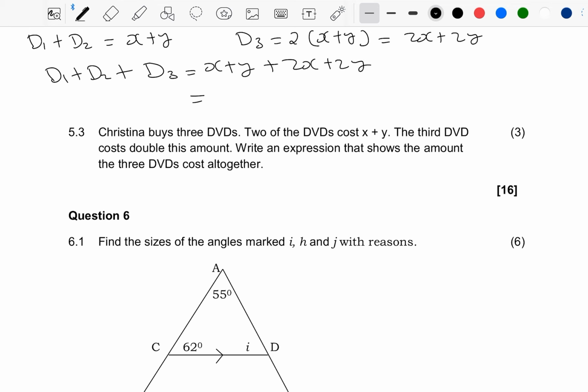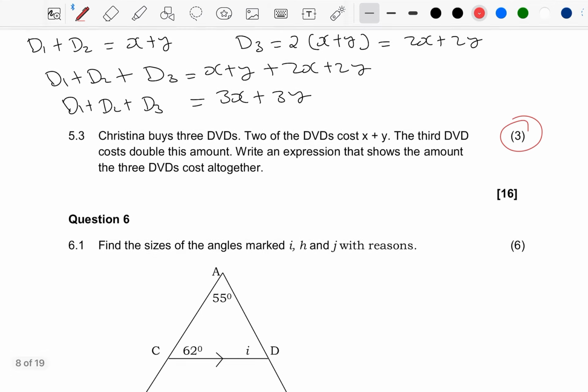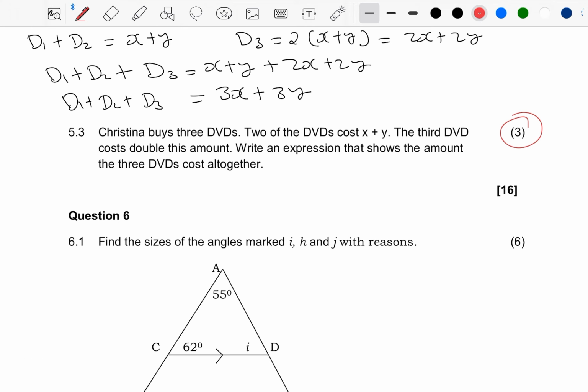So for the total price here, you have to just group the like terms. So x plus 2x is equal to 3x. And y plus 2y is equal to 3y. So the total price of these three DVDs, D1, D2, and D3, is equal to 3x plus 3y. It's a very good question. Let me know if you have questions on this one. And yeah, I'm happy to answer them all. So 3 marks. Of course, you get marked for your answer, and you get marked for interpreting this and interpreting that. So this is how you get your 3 marks.